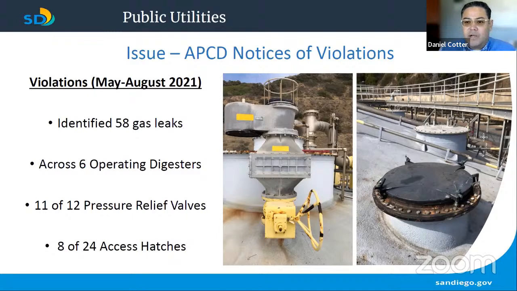On 6 operating digesters, there are 12 pressure relief valves, 11 of which were indicated with gas emissions or gas leaks. Out of the hatches located on those digesters, 8 of 24 hatches were also identified to have leaks. Next slide, please. You'll notice the pictures there are of the old equipment to date. Next slide, please.